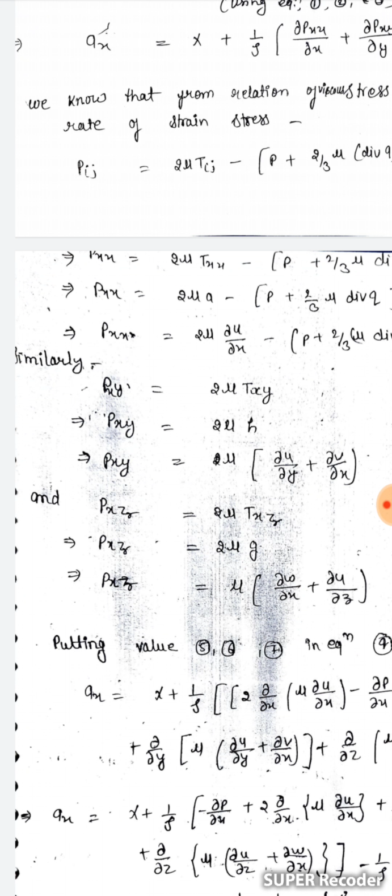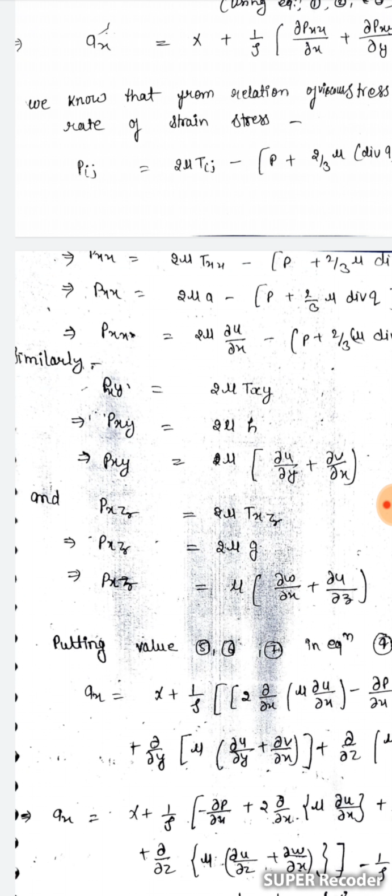1 by rho into 2 del by del x of mu del u by del x minus delta p by delta x minus delta by delta x of 2 by 3 mu divergence of q plus delta by delta y of mu into delta u by delta y plus delta v by delta x plus delta by delta z of mu into delta w by delta x plus delta u by delta z.